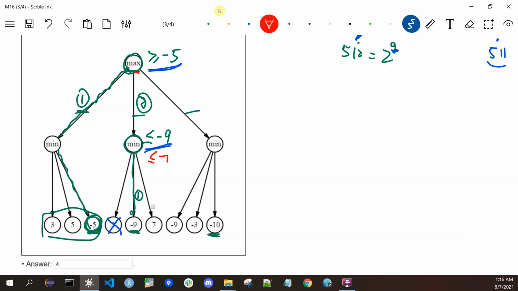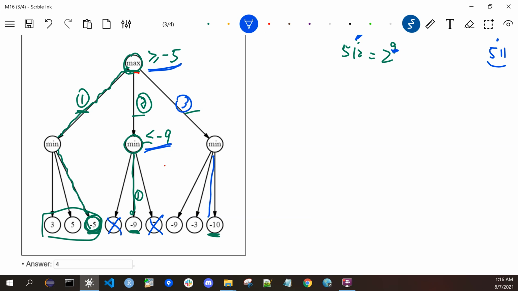So that's why we will search this -9 branch first, then the max player will no longer be interested in searching the remaining branches, and 7 can be pruned. So you can probably guess what will happen next.